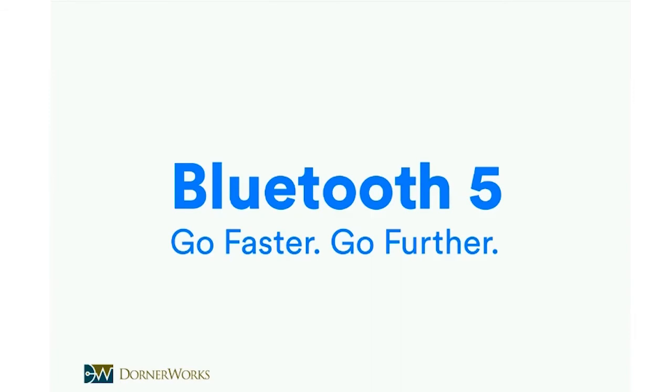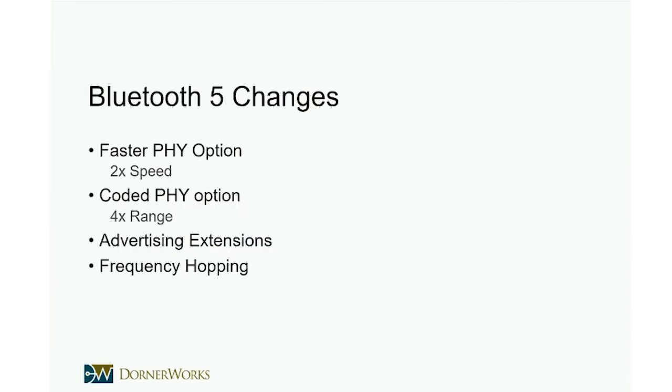I think the next thing we're going to talk about is the Bluetooth 5 overview. This is from the Bluetooth marketing: go faster, go further. That's the heart of what Bluetooth 5 wanted to do. People wanted to go faster and to have farther distances, so Bluetooth 5 was the answer. So what's changed in Bluetooth 5 from Bluetooth 4?